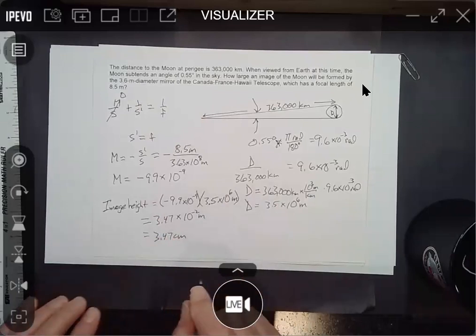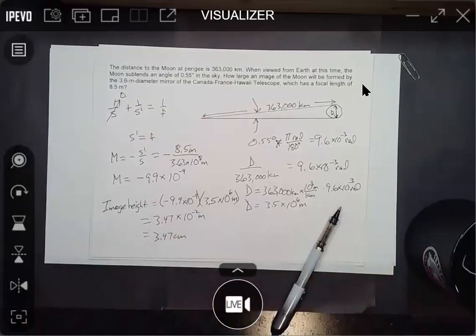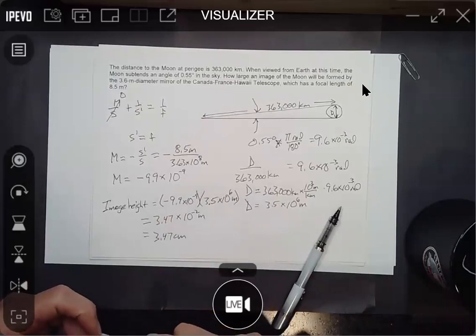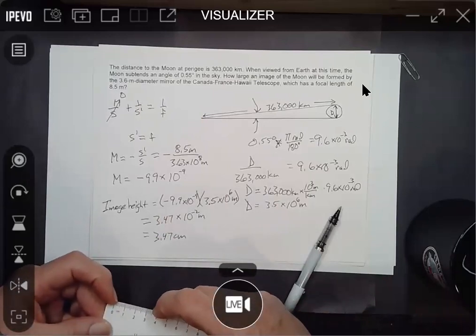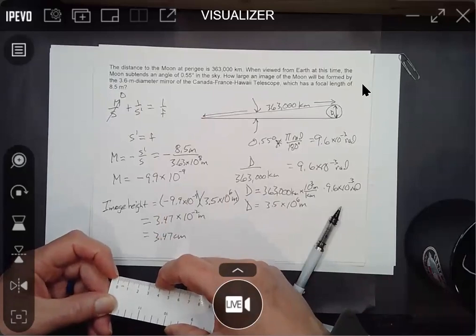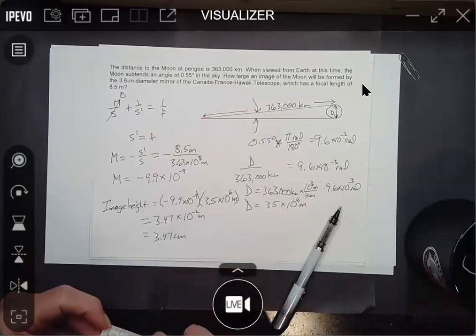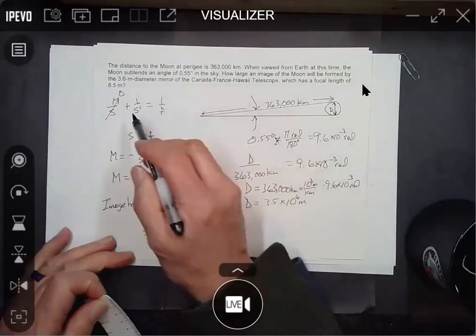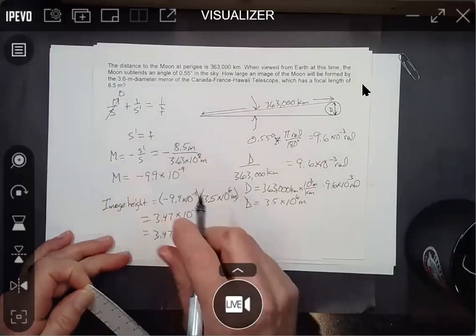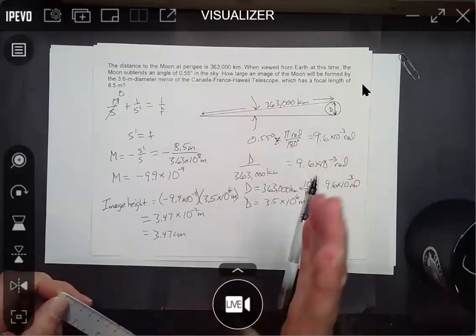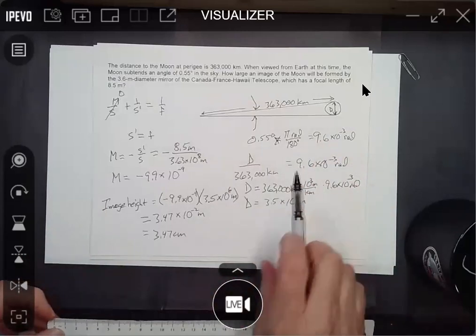Well, what good was that telescope? You get an image that's, let's see, that's only about that big. Well, here's the neat thing. It's only 8.5 meters away from the mirror, floating, formed out there in space.